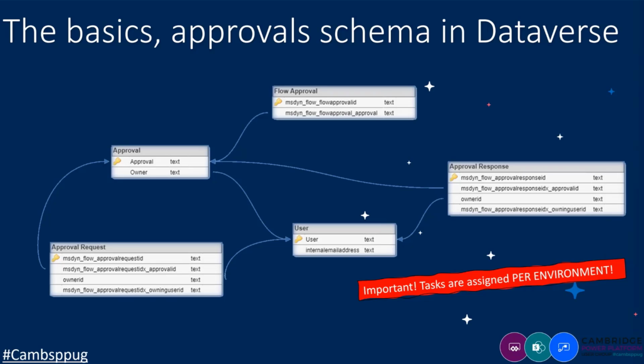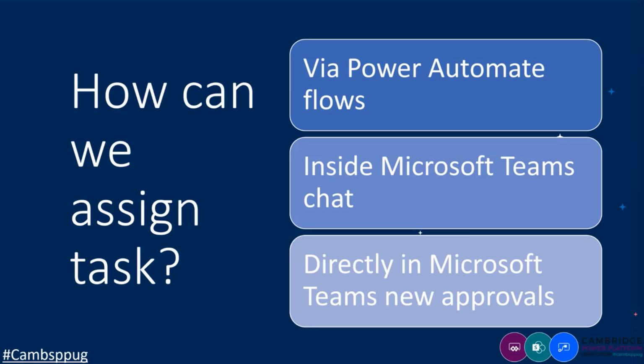All right, so let's now move on to those questions. How can we assign tasks in Power Automate? Sorry, how can we assign, not reassign. There are three out-of-the-box and supported ways. We can do that via Power Automate flows. Obviously, we can use an action to create a task and then wait for the response, or even create and wait. We can use Microsoft Teams chat.